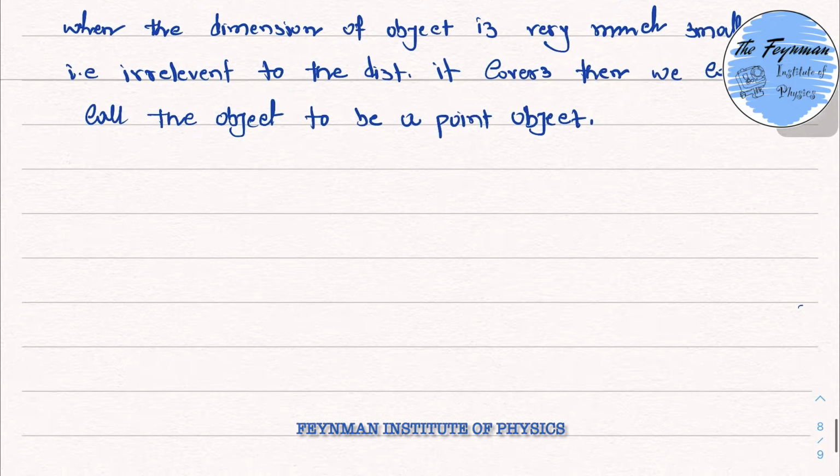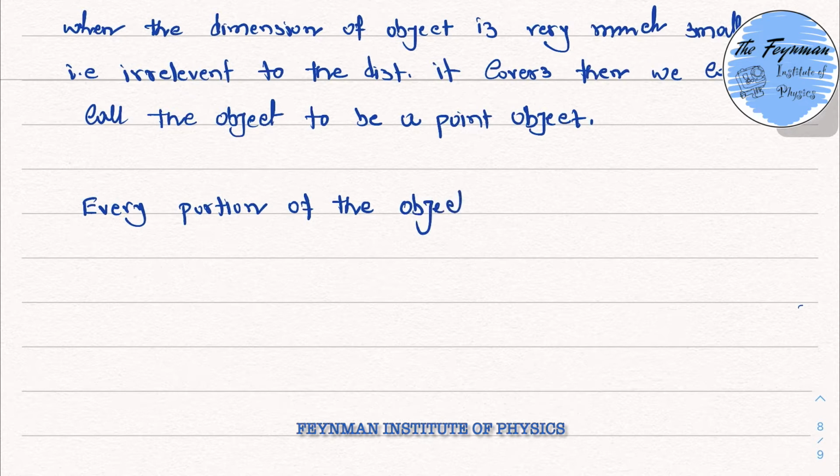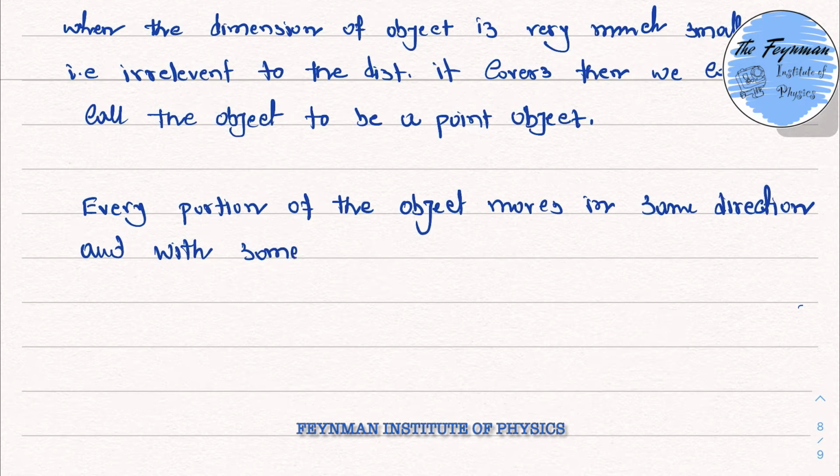So it is mandatory that every portion of the object moves in the same direction and with the same velocity. Now this can only happen if the body is a rigid body. So that is why right now we are studying the motion of a rigid body.